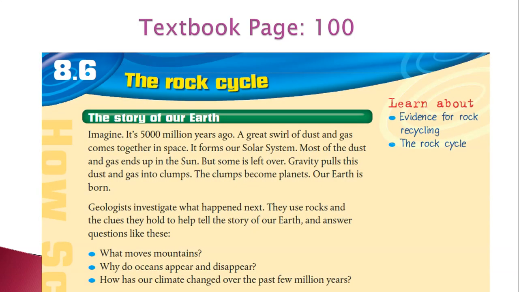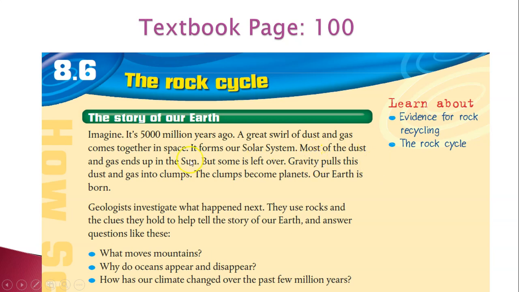Have you ever imagined how Earth was formed? Now let us see the story of our Earth. Imagine it's 5,000 million years ago. A great swirl of dust and gas comes together in space. Swirl means something that is moving in a twisting pattern, like a spiral or circular pattern. It forms our solar system.